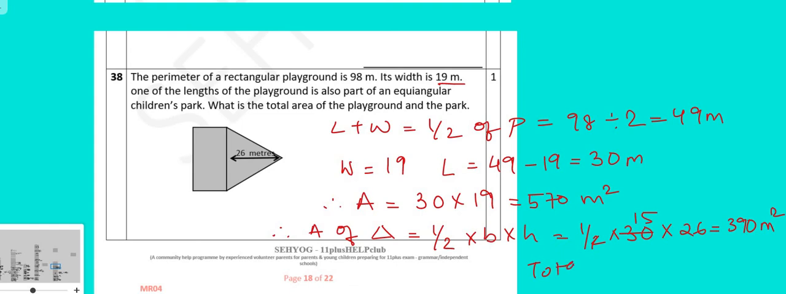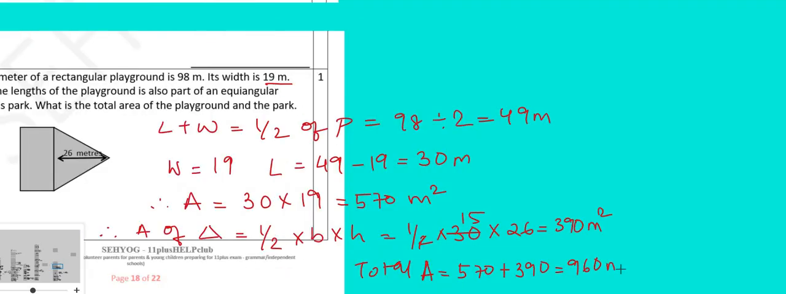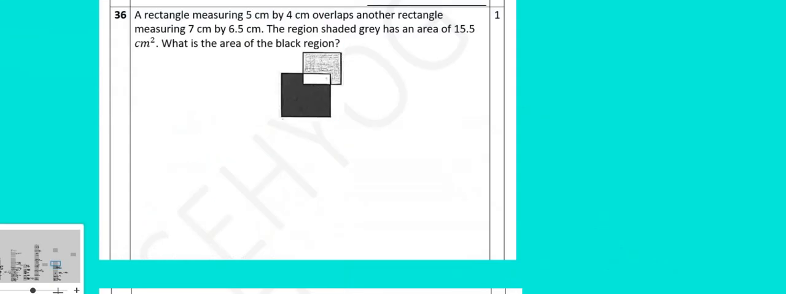So the total area is equal to 570 plus 390, which is equal to 960 meter square. This is our answer for question number 38. Looking at our next question, that is question number 36.